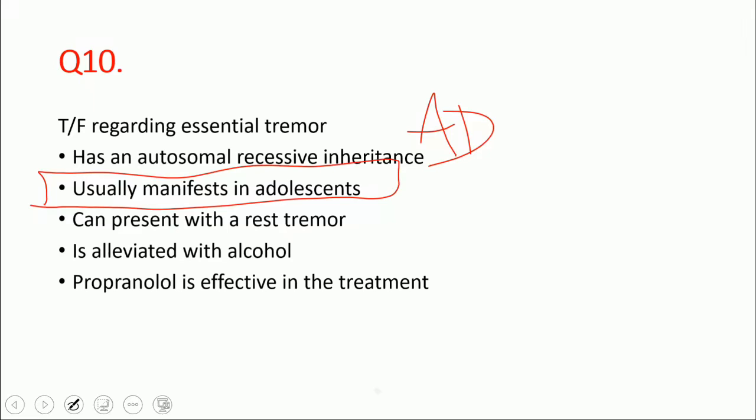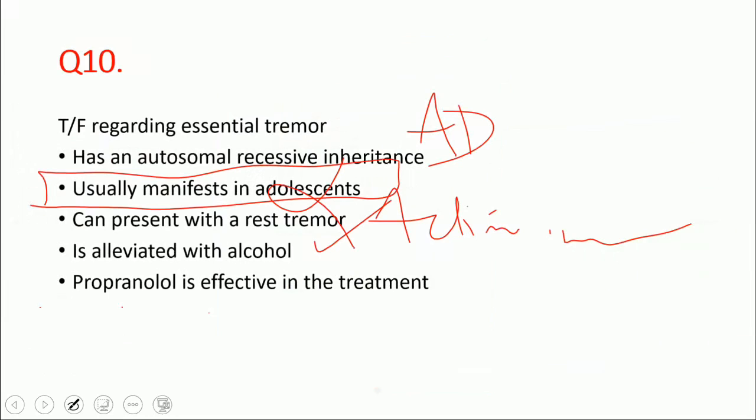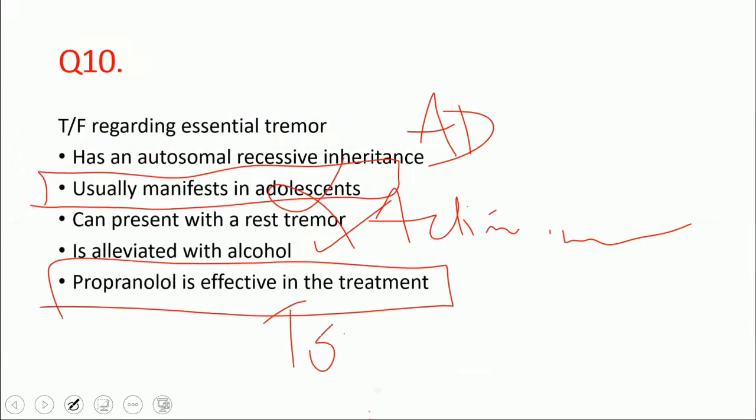Essential tremor can present as an action tremor. It is alleviated with alcohol, that's true. And the commonly used drug, yes, that's true. Propranolol. One of the important drugs we use for essential tremor is propranolol. But you can also use topiramate, which is also very effective for essential tremor.